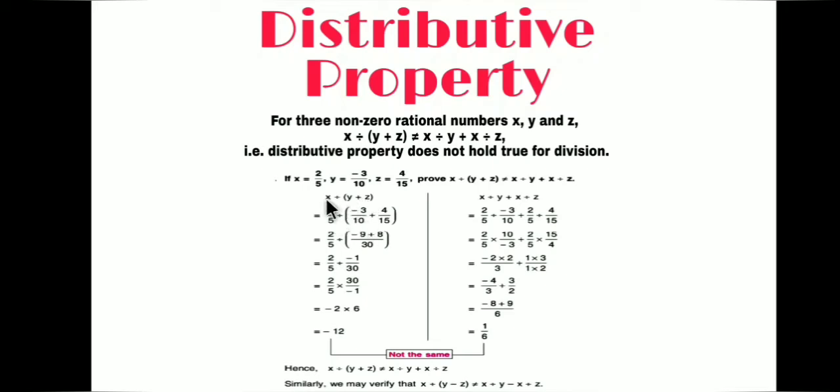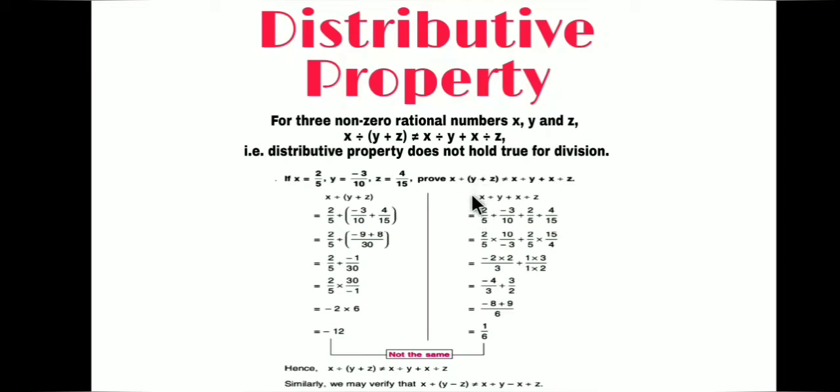We will substitute the values of x, y and z. 2 upon 5 divided by the sum of minus 3 upon 10 and 4 upon 15. When we add these two rational numbers, we get the sum as minus 1 upon 30. Then we do 2 upon 5 divided by minus 1 upon 30, which is equal to 2 upon 5 into 30 upon minus 1, which is equal to minus 2 into 6, equal to minus 12. So when we group the second and third rational numbers and divide the first rational number by their sum, we get the answer as minus 12.